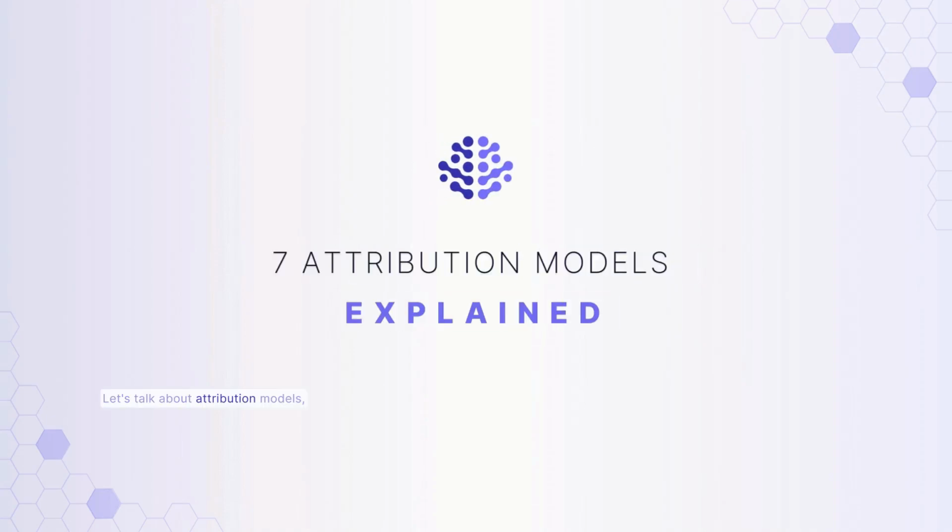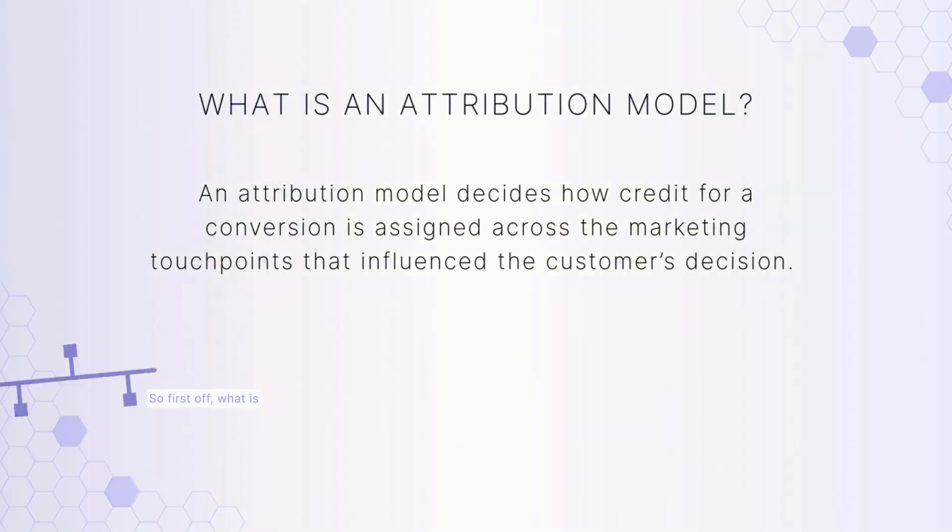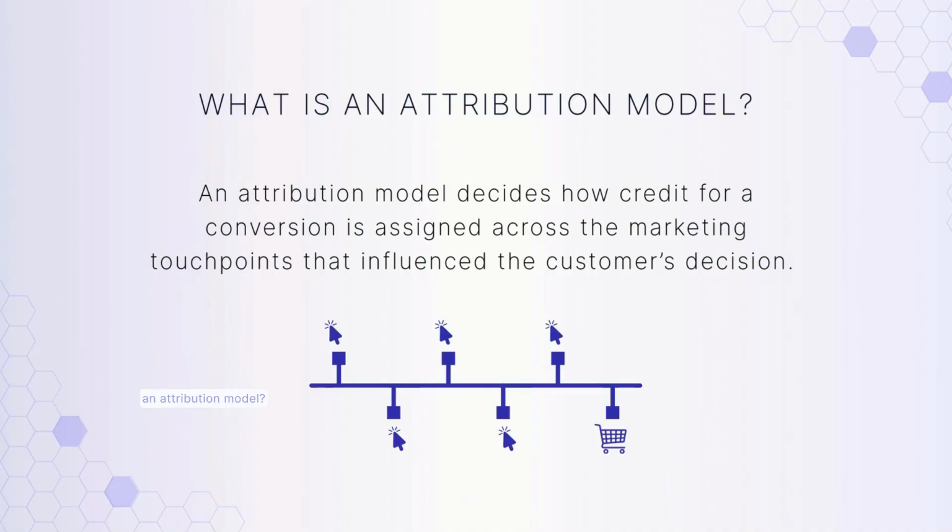Let's talk about attribution models, specifically 7 different types you might come across and how they can help you figure out what's actually driving your conversions. So first off, what is an attribution model? It's essentially a way to decide how credit for a conversion is divided across all the marketing touchpoints that a customer interacted with. Think ads, emails, referral sources, whatever played a role in their decision to take action. Now I'll break them down for you.